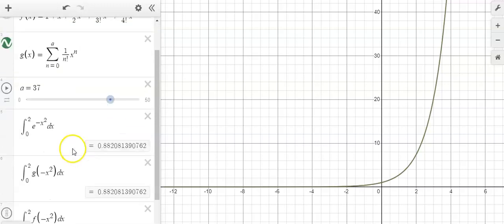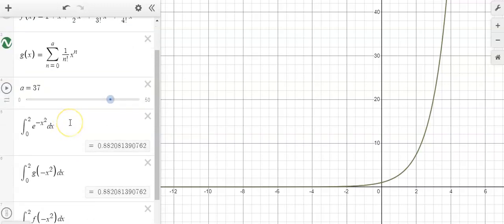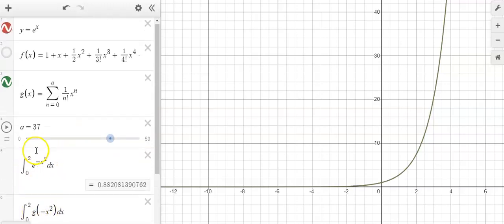All right, and then there's the integral. So then we can integrate e to the negative x squared. Now, I want you to make sure you're clear on what's happening here with Desmos. Notice here, g of x is that polynomial that we were just working on. Let me get a not as good one. Let me bounce it back to just a equals 5.